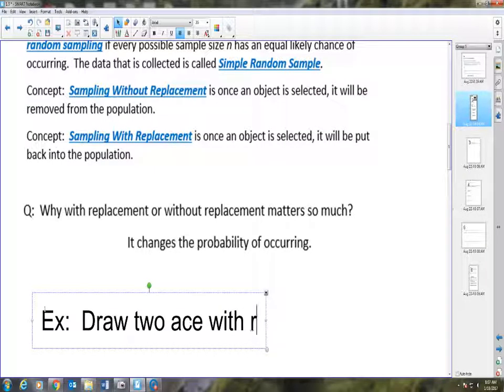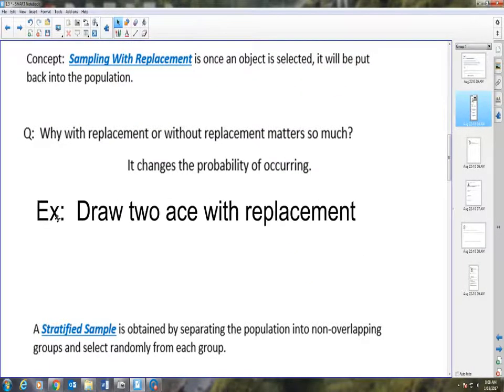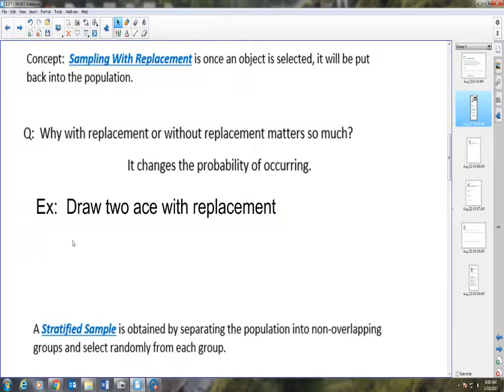This is with replacement. If I want to draw 2 aces with replacement, the chance of drawing the first ace has got to be 4 out of 52. With replacement means for my second draw, I should still have 4 aces in the deck, because with replacement means I will put the card I drew back into the deck, out of 52. Alright, so my second ace will still be 4 out of 52. Now, sampling without replacement.